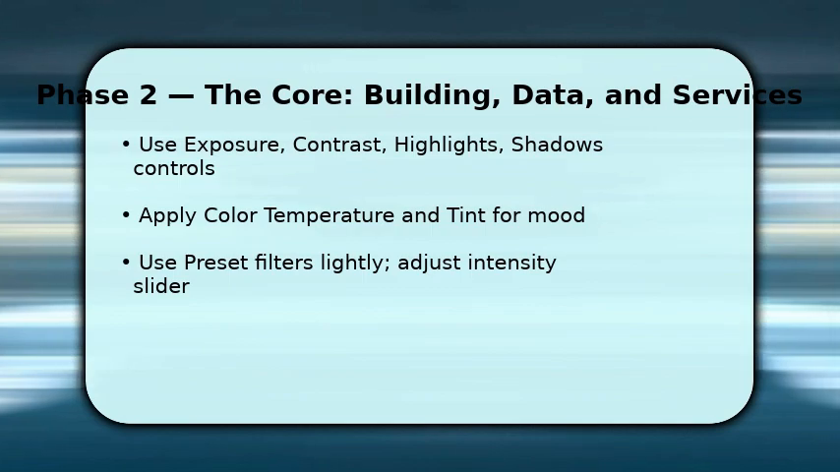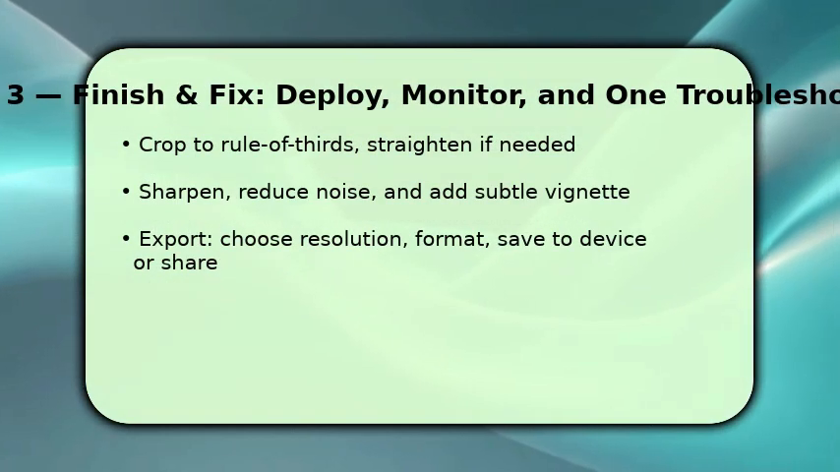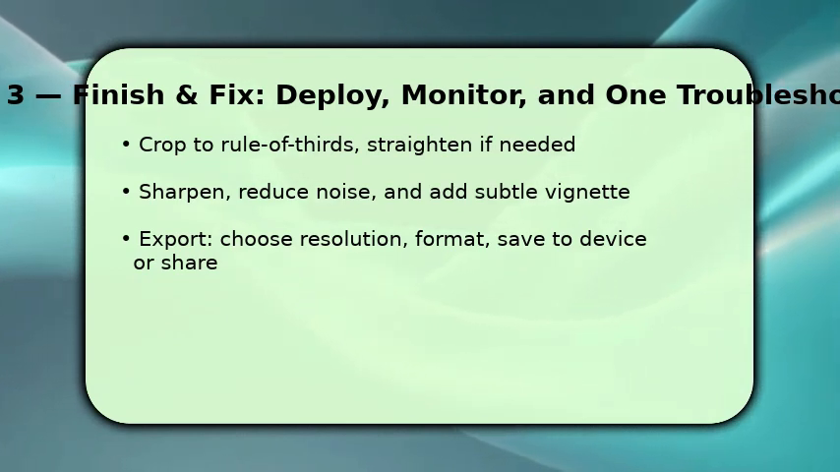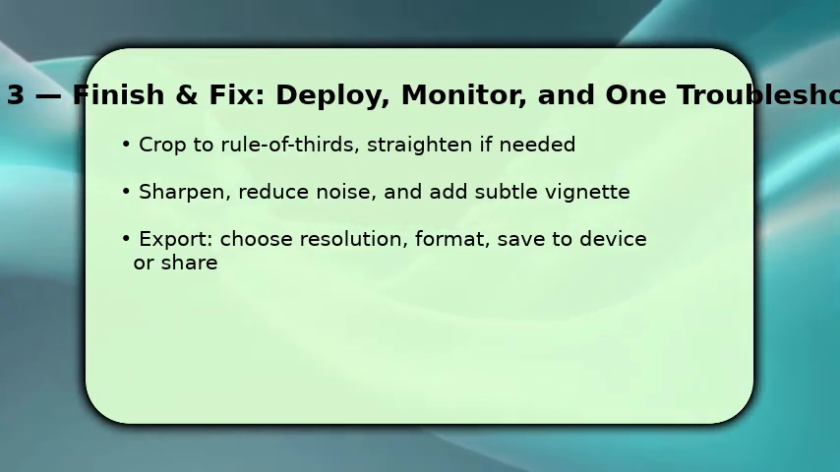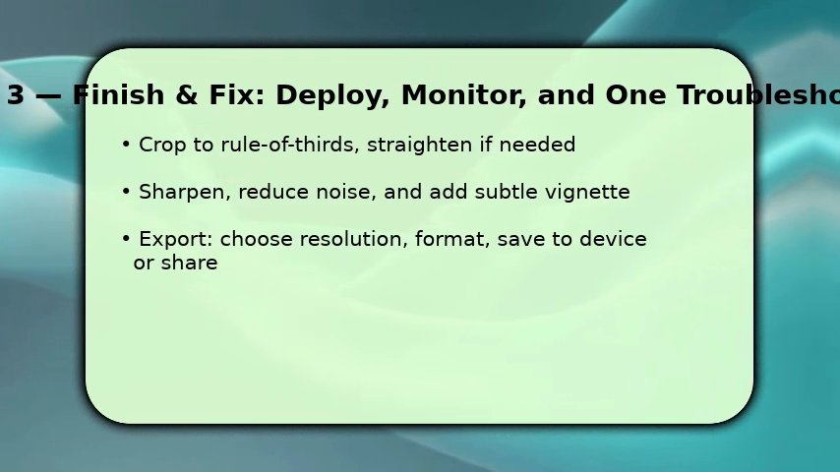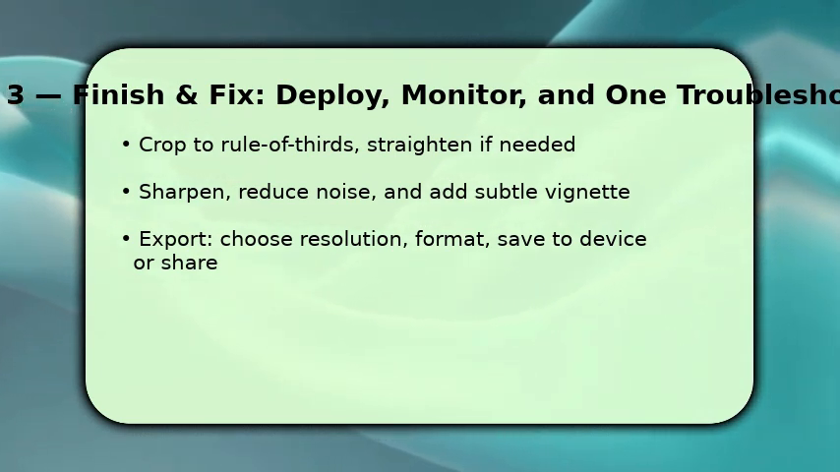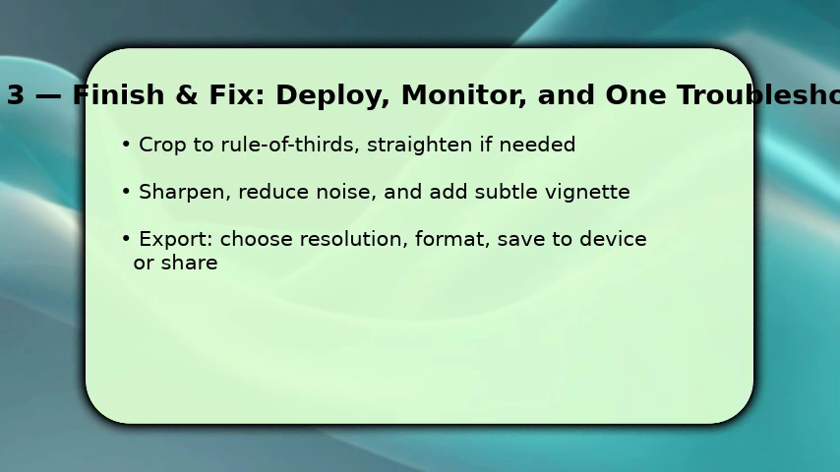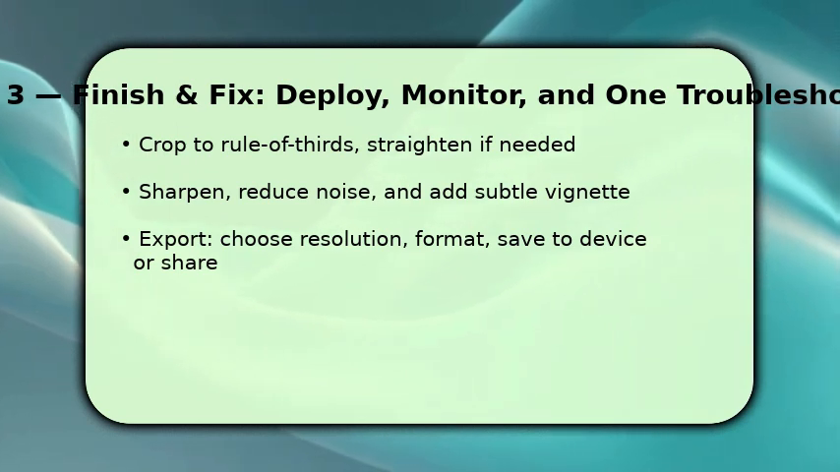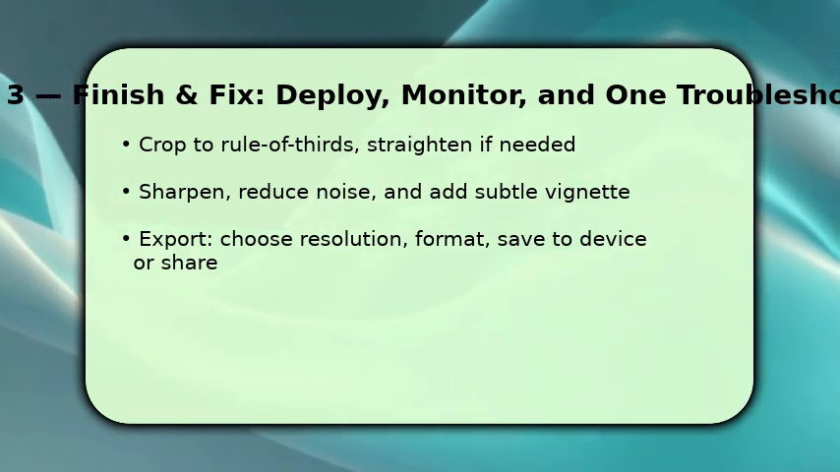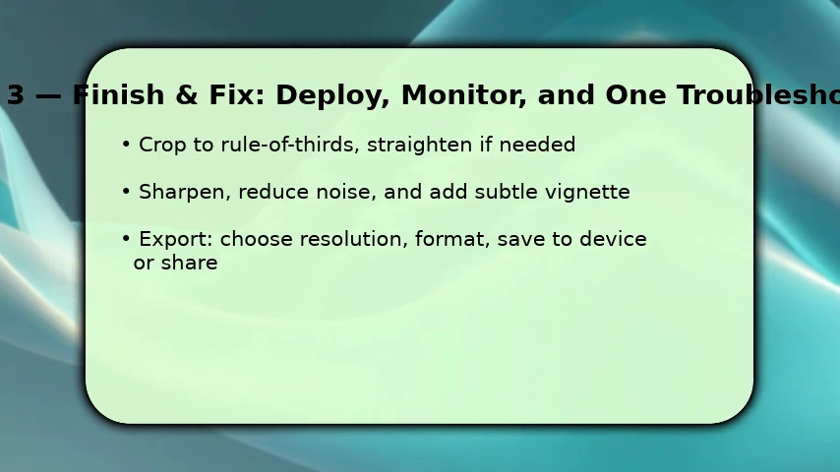Finish by cropping for composition and straightening horizons. You do this last because framing can change perceived exposure. Then sharpen modestly, apply noise reduction when needed, and consider a slight vignette to draw focus. Once satisfied, tap Export, choose resolution and format, then save to device or share directly.